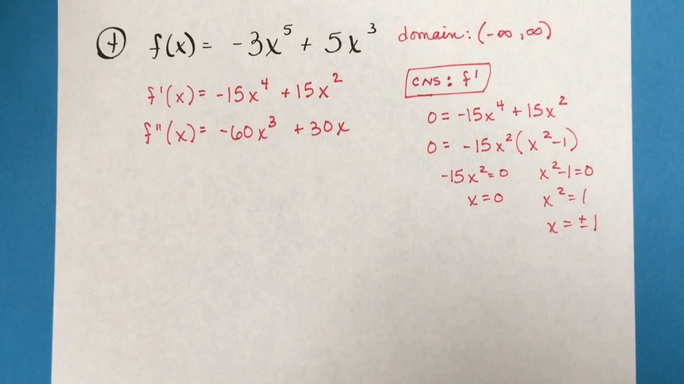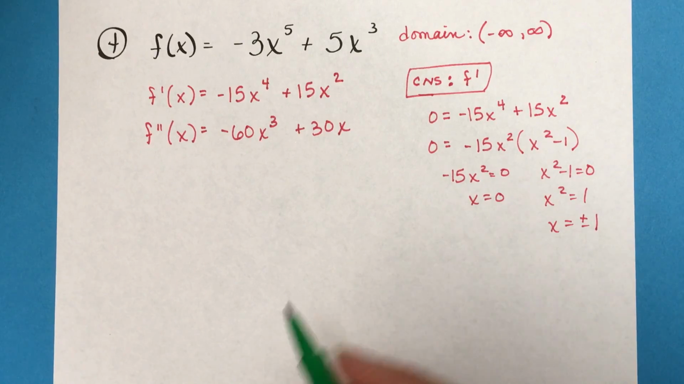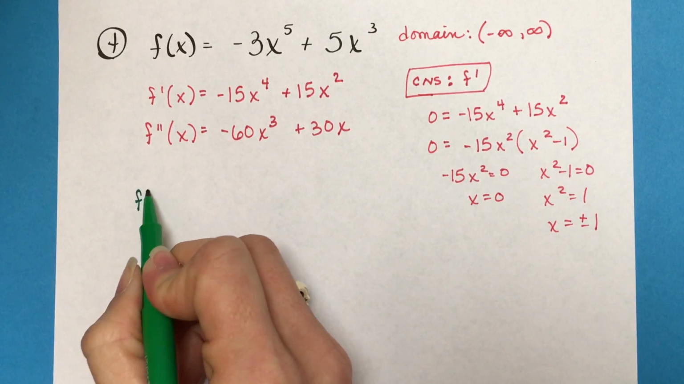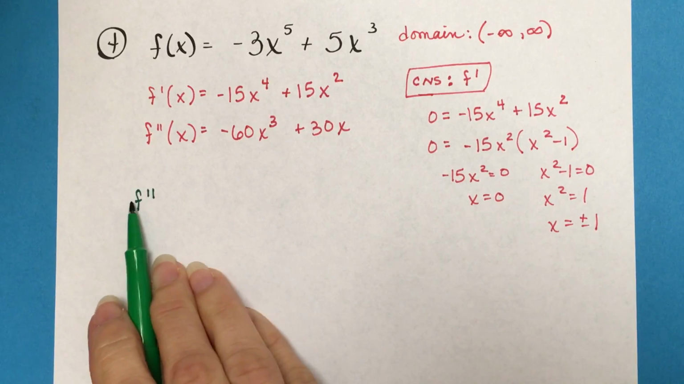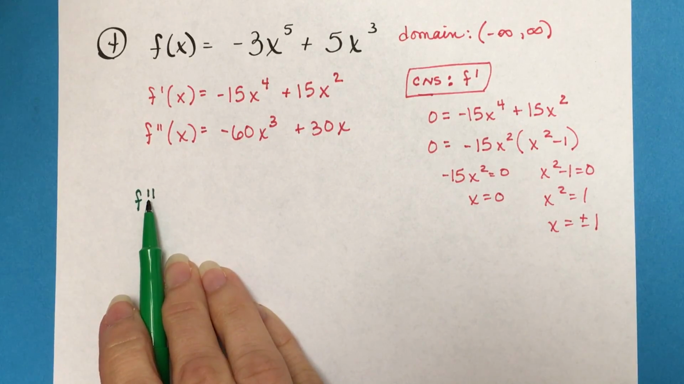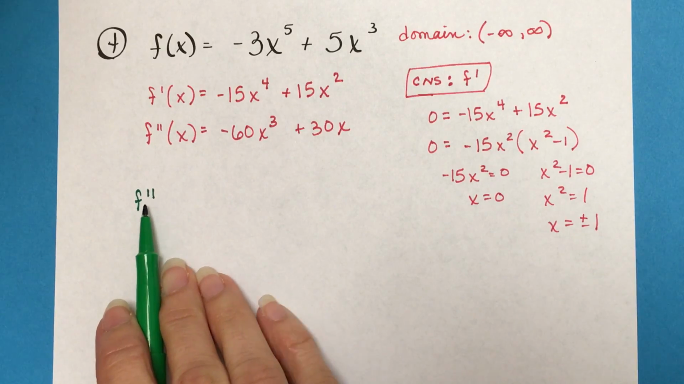So, I'm going to do f double prime. Always pay attention to whether, if I'm just writing f with no tick marks, that means I'm referring to the original function. If I put just f with one tick mark, that means I'm substituting into the first derivative. This time I'm told to substitute into my second derivative, because remember, we're doing the second derivative test.